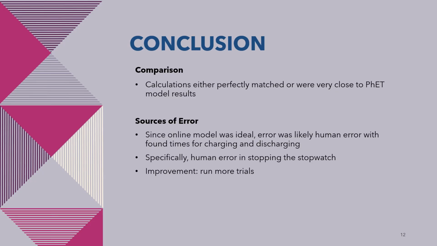Comparing the online ideal model with the calculations either perfectly matched or very close to the PHYS model results. One source of error was likely human error since the online model was ideal. Specifically, there is human error in stopping the stopwatch when finding times for charging and discharging.